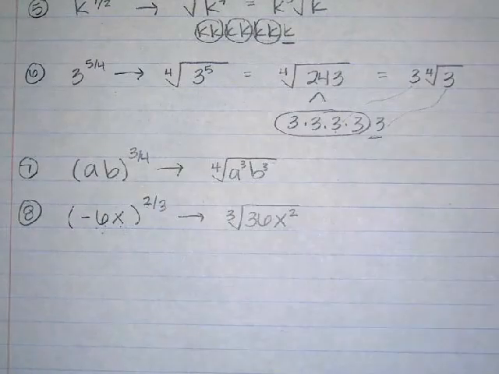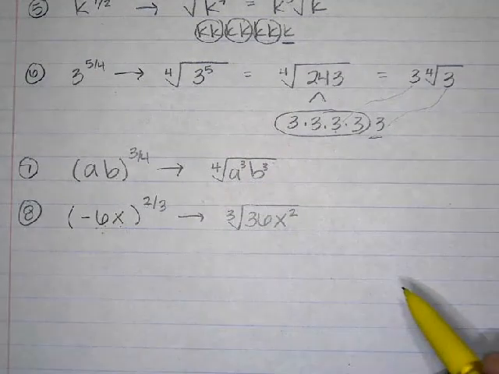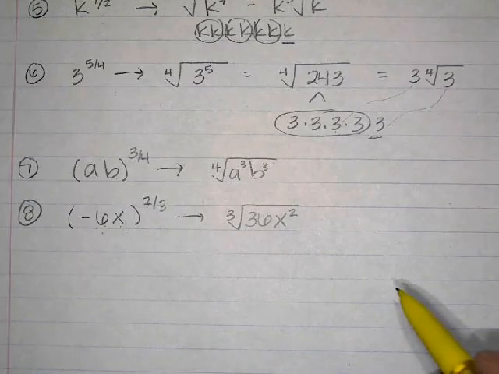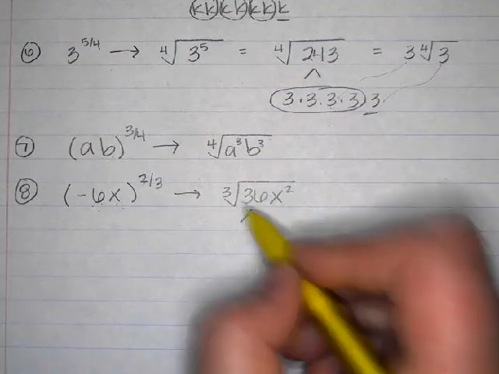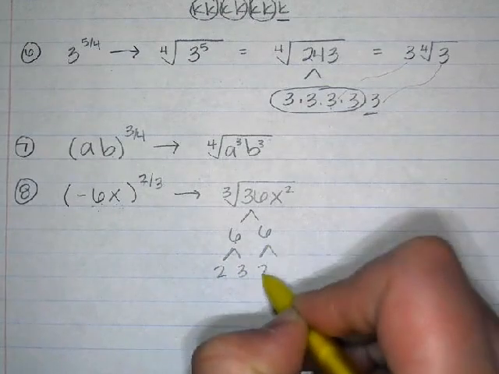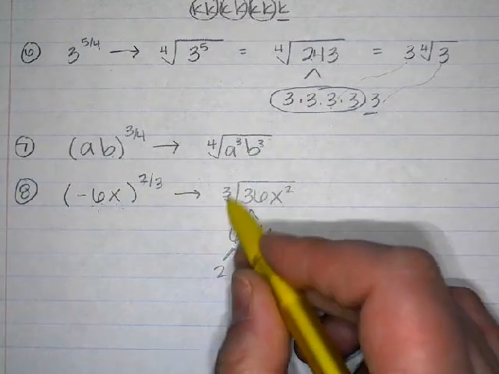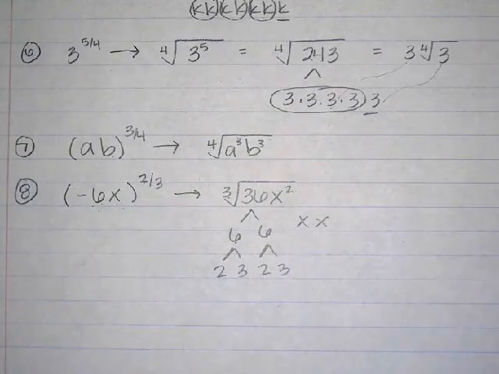Should we break down the 36? Okay, because a 6 and a 6 would be 2, 3, 2, 3. There's no triples there. I'm going to break it down just so that everybody can see it in case that was hard to visualize. So 6 and 6 would be a 2 and a 3, a 2 and a 3, which is no triples. And then the x squared is an x and an x, which again is no triples. So all of these would end up staying underneath, which means it was as simplified as it could be. Nothing more we could do.